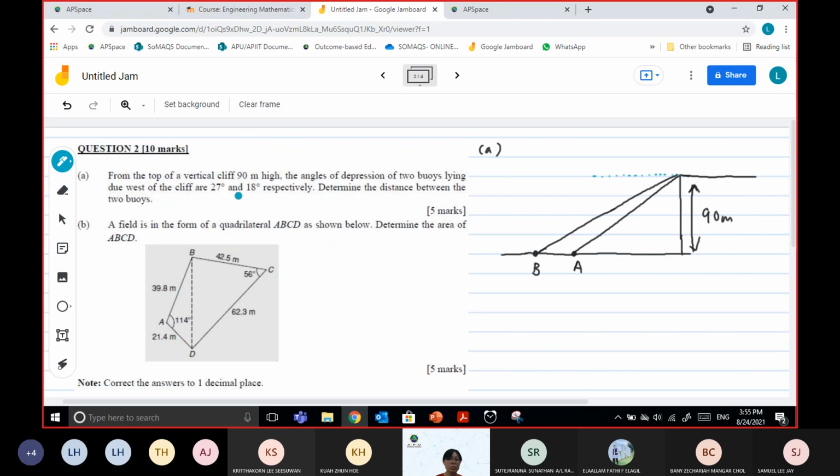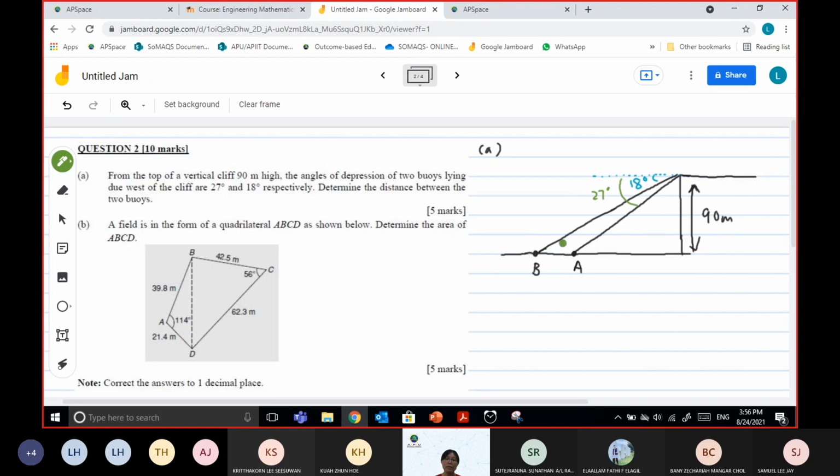One is 27 degrees, one is 18. Definitely this is 18 degrees, because it's measured from the horizontal line. So the angle here should be 18, and the other one is 27. The one nearer is 27, and the one further away is 18. So this is what we draw.